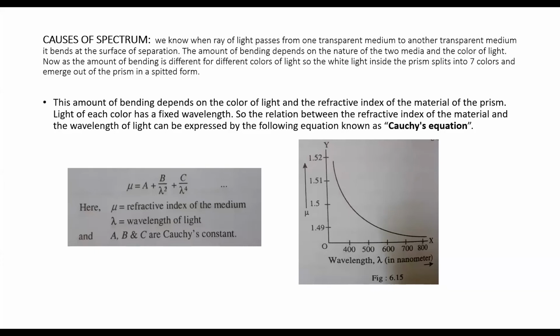The important point to remember is that all the colors have the same speed in air, or otherwise we would see rainbows everywhere right now. That is why they have the same speed in air, but in glass or any other medium, different colors have different speeds. That is how they split up.